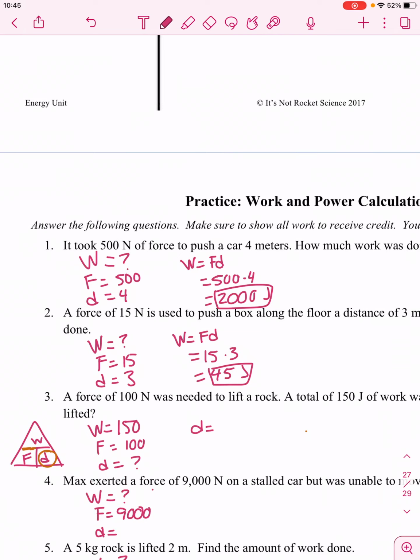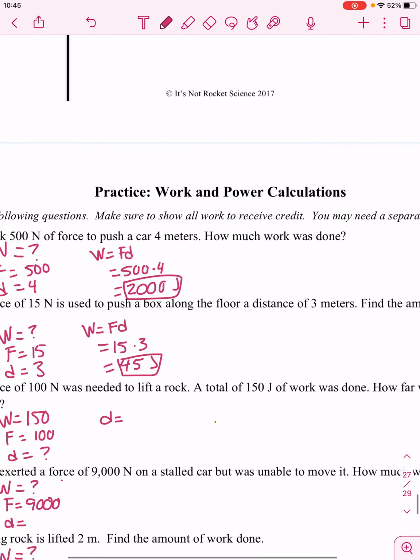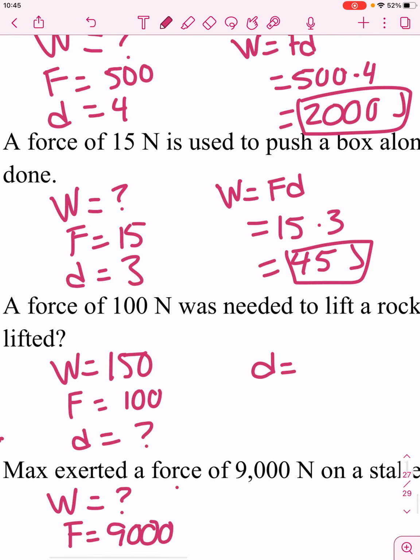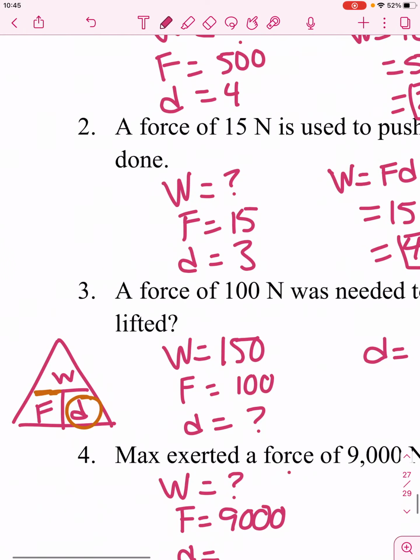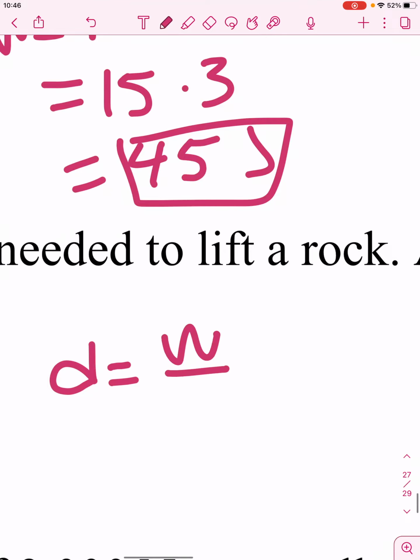All right, now they start getting a little bit trickier. For number 3, we have a force of 100 newtons was needed to lift a rock. A total of 150 joules of work was done. How far was the rock lifted? So I have my work, I have my force, I need my distance. When we look at the triangle, work equals F times D. If I want to solve for D, I just visualize and cover up that D and then look at it in terms of W over F. So I have distance equals W over F.